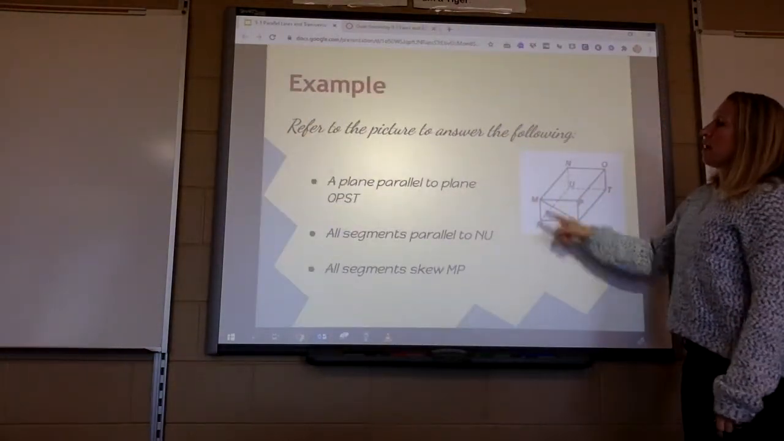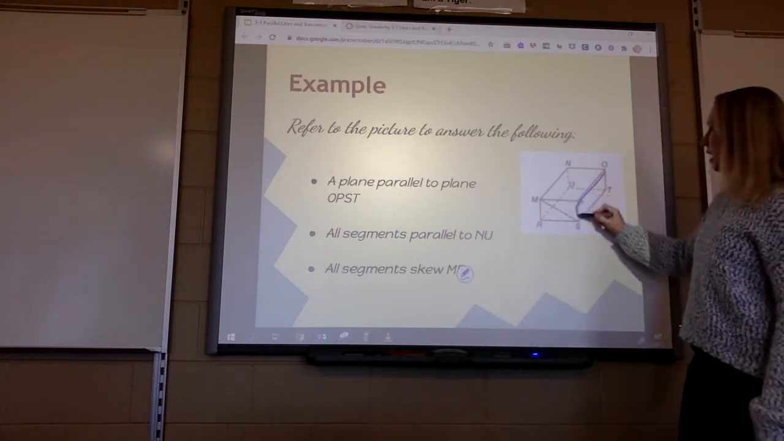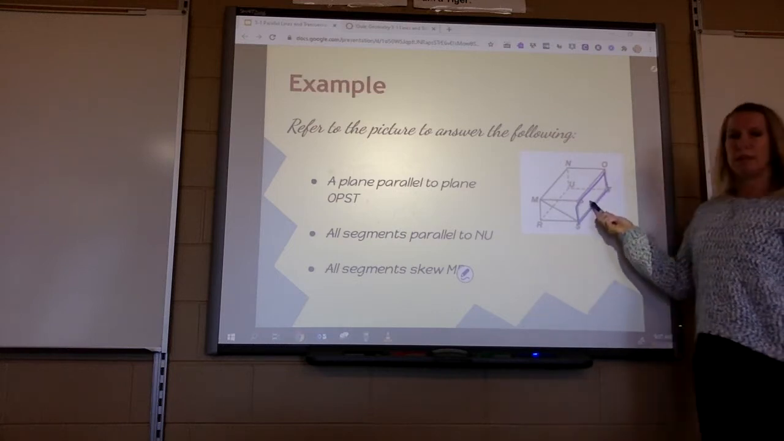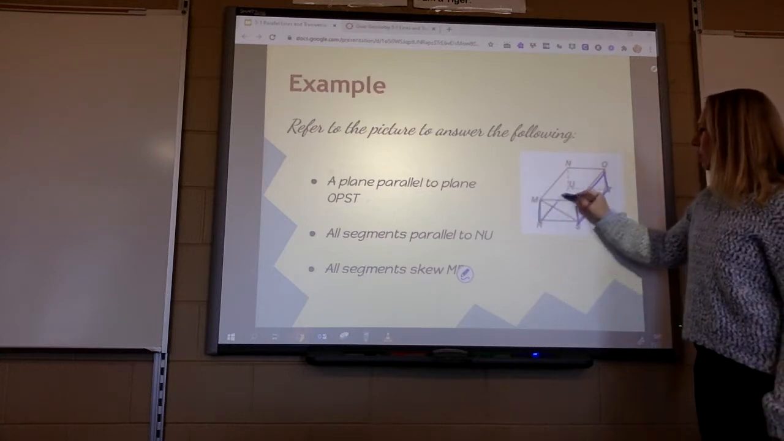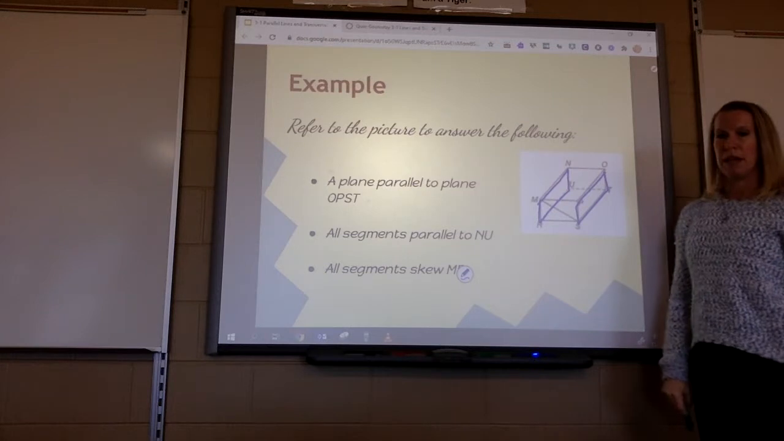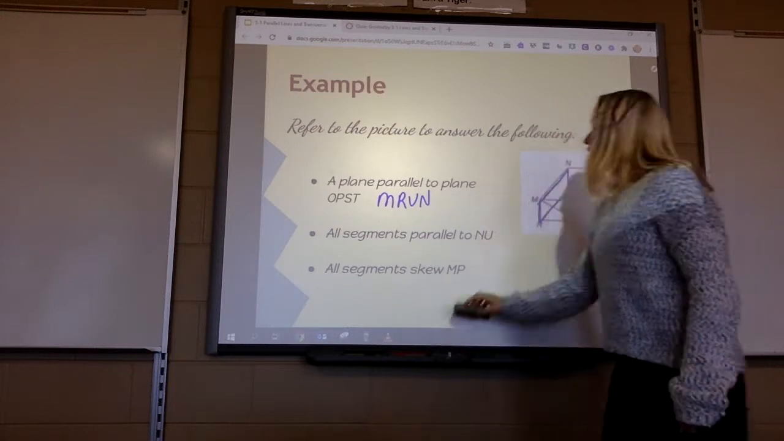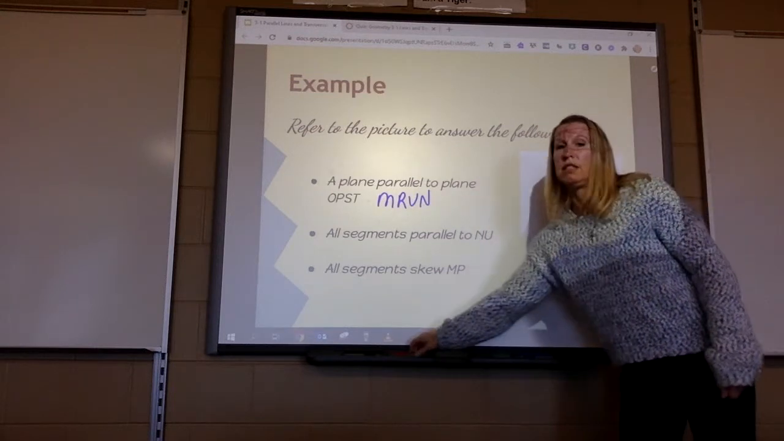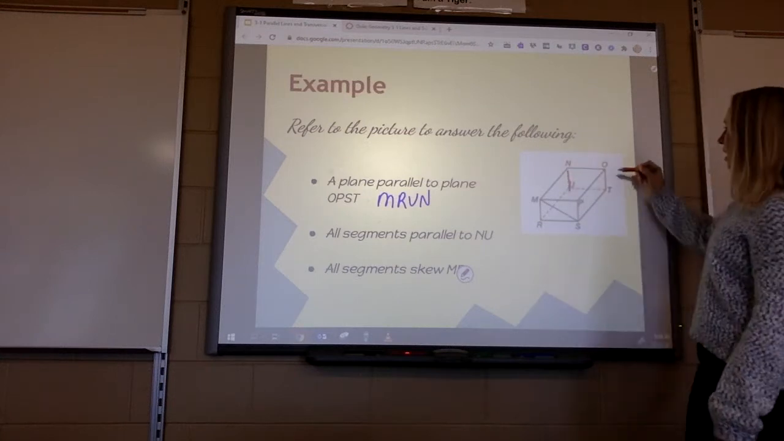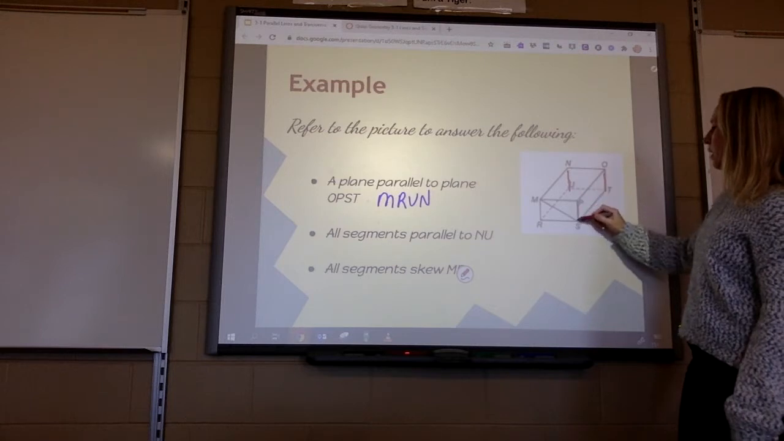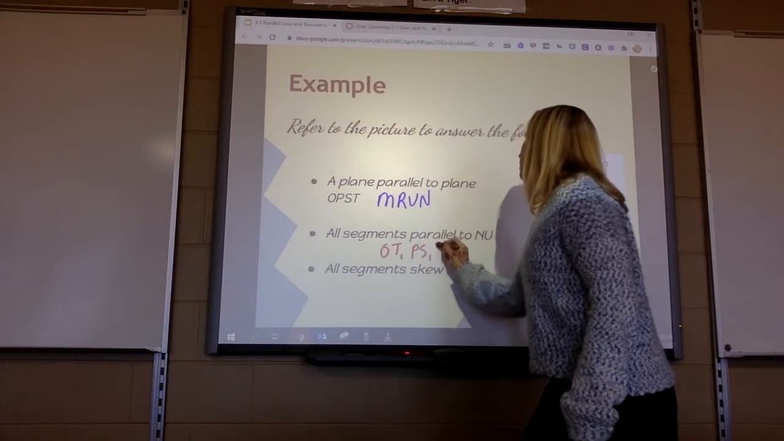So let's look at this picture right here. Find a plane that's parallel to plane OPST. So I need a plane that's parallel to this plane. Well, that would be this opposite plane, MRUN. That would be that plane. All right. All segments that are parallel to segment NU. So here's NU. If I want another segment that's parallel to that, I would have OT, I would have PS, and I would have MR. OT, PS, MR.